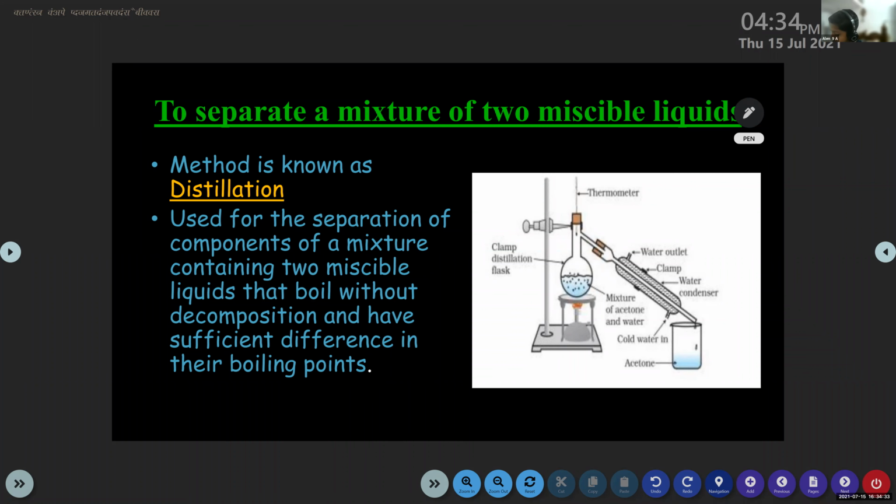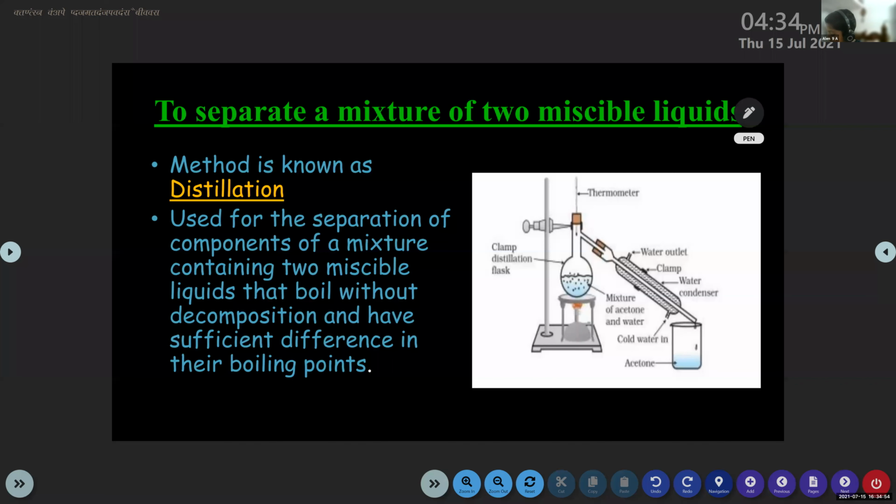The acetone vaporizes, condenses in the condenser and can be collected from the condenser outlet. Yes, condenser outlet. Continue.